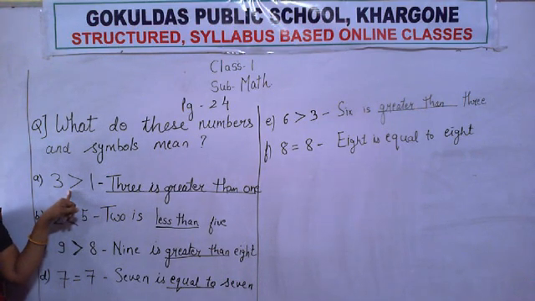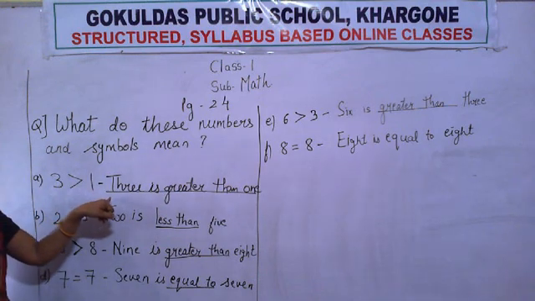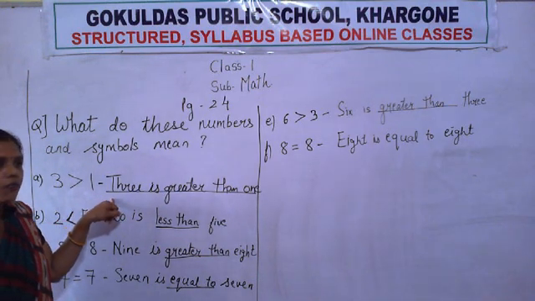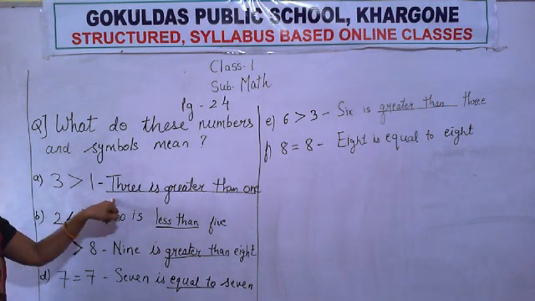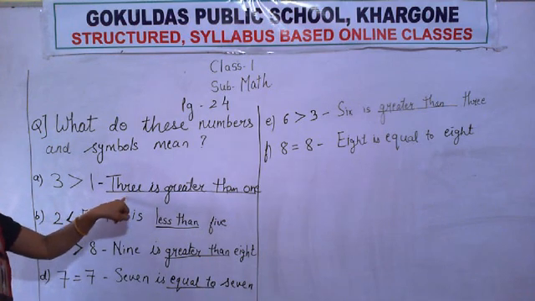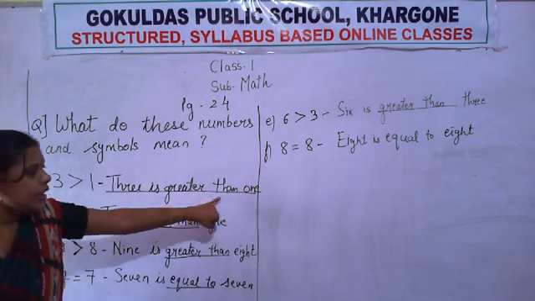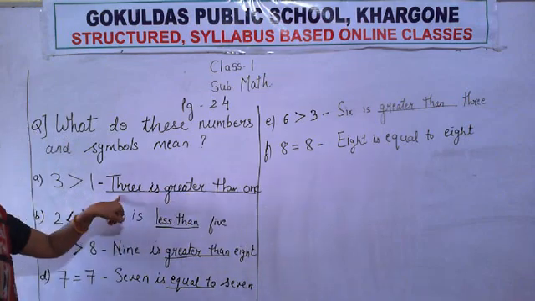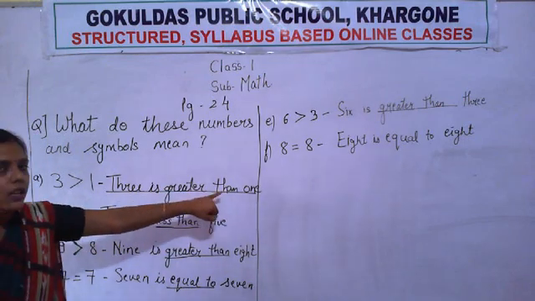What is this symbol? This is the symbol of greater than. So 3 is greater than 1. The way we are reading, in the same way we have to write in the spelling form. Okay. 3 is greater than 1.